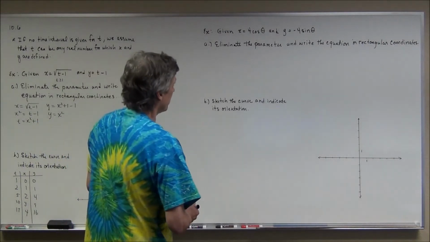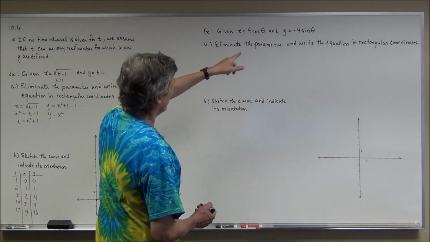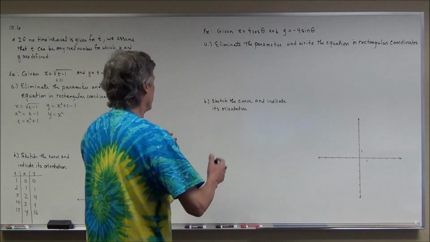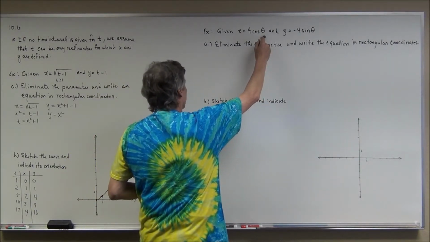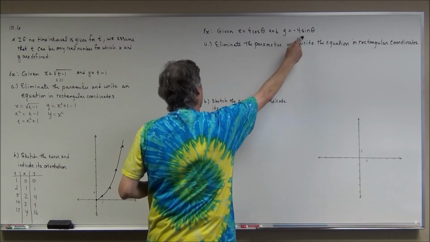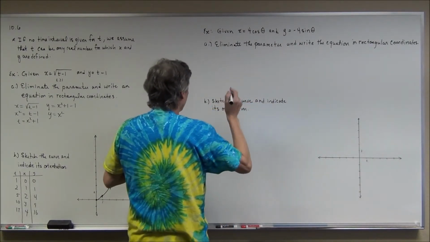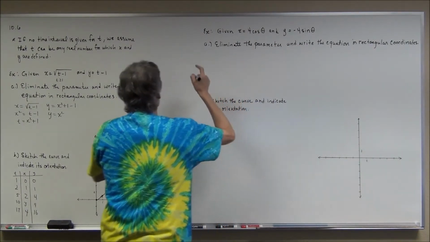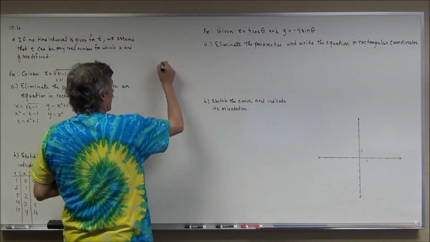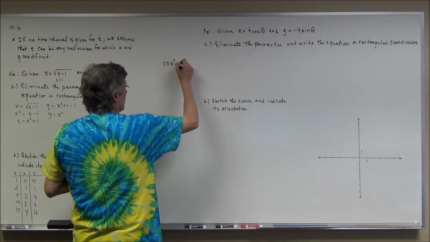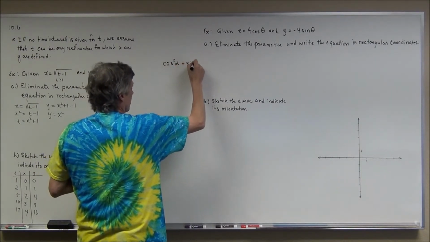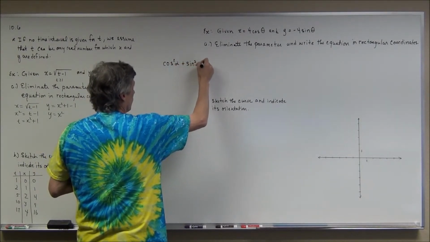So I'm going to write down that x equals 4 cosine theta and y equals negative 4 sine theta, and I'm thinking, well, do I have to divide by 4, take the inverse cosine, or divide by negative 4, take the inverse sine? Well, I know this. I know from a previous chapter on trigonometry that cosine squared of an angle plus sine squared of that angle is equal to 1.